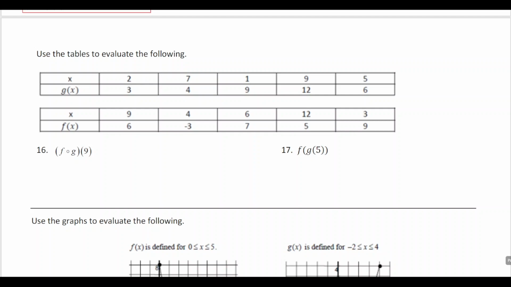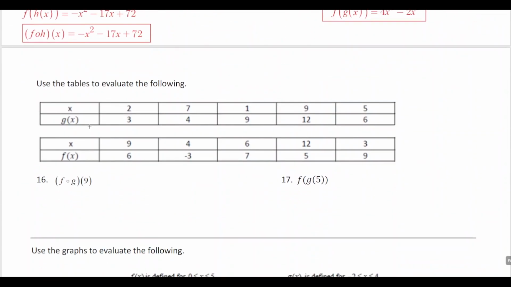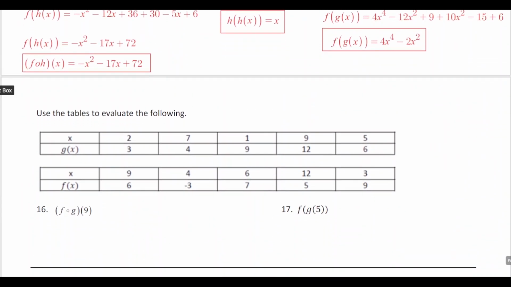All right, for numbers 16 and 17, we're using the tables to determine these. Both of these are basically asking for the same composite, f of g, just written in two different ways. And so what we're going to do is solve this out similarly to how we did with the equations, but instead of actually computing anything, we're just going to look at the table. So if we're doing f of g of 9, one way to think about that is we want to evaluate g of 9 and then substitute that into f.